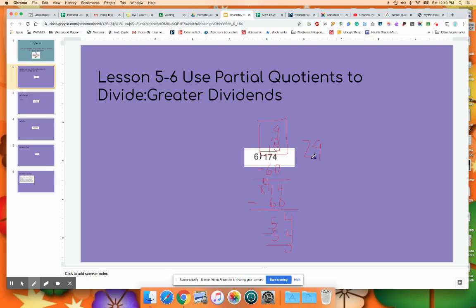Now, some of you may have realized you could have started with 20 here because 6 times 20 was 120. But some of you seem a little bit unsure how to start. So start with 10 and you can keep going. That's what's nice about this strategy, you can start with different numbers and ultimately you will come up with the same quotient. So let's try another one.